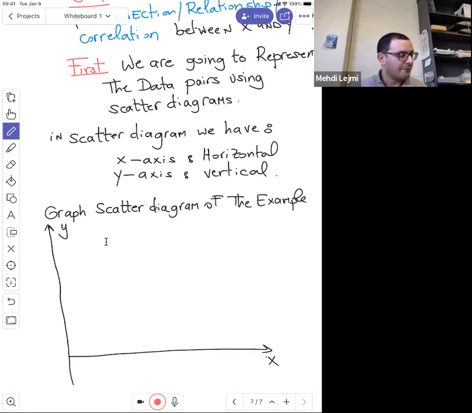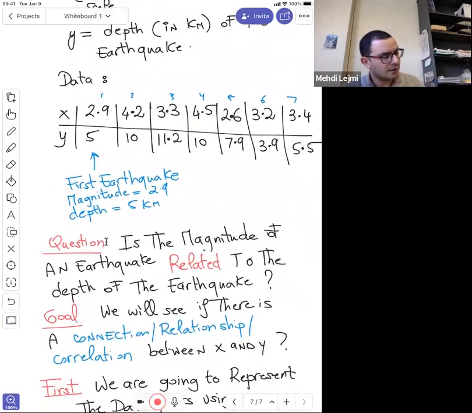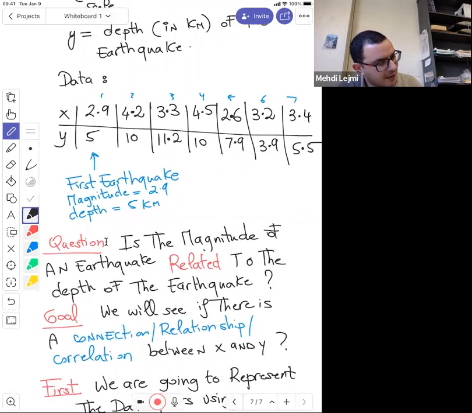All right, now what are the values of X? Again, the X is the magnitude, right? So let's see the values of X. The smallest value of X would be, any guess what would be the smallest value of X?